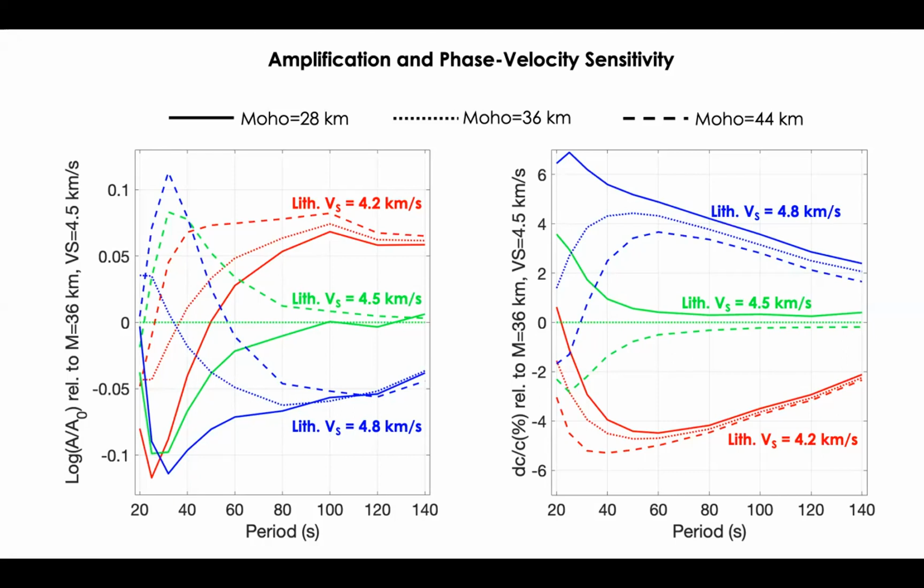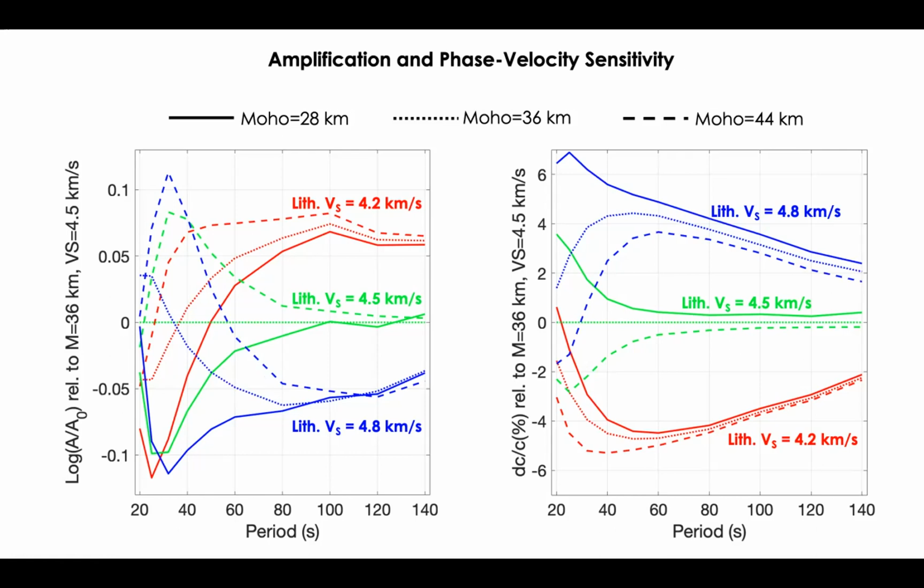However, the amplification calculations on the left show a much larger influence of MOHO depth. At periods less than 40 seconds, MOHO is actually the first order control on amplification, with the deeper 44 kilometer MOHO causing amplification and the shallower 28 kilometer MOHO causing de-amplification. For 40 to 80 seconds, both MOHO depth and lithospheric VS contribute at similar levels. And then at the longest periods, lithospheric VS is what's dominant.